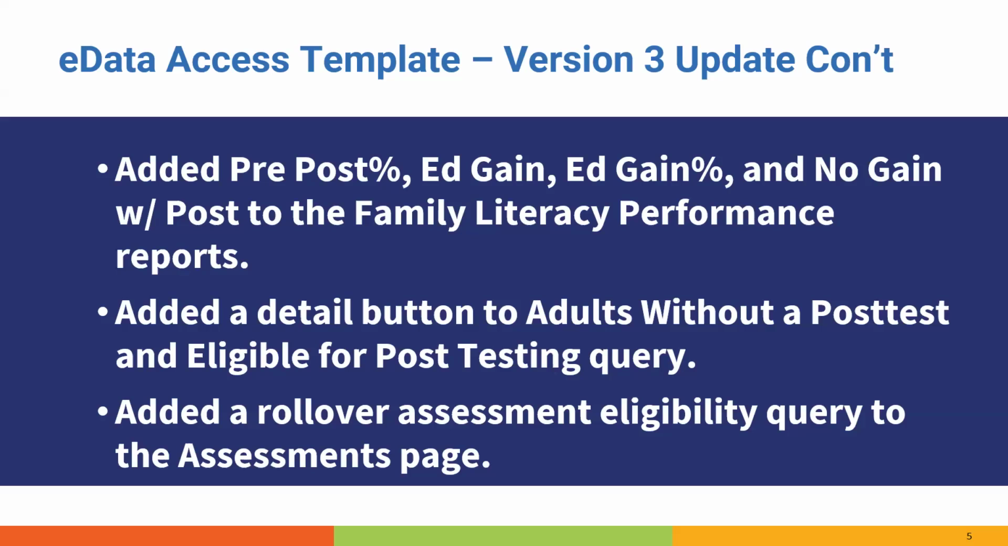Also added a detail button to the adults without a post-test and eligible for post-testing query. So if you look on the assessments page, you'll see a button that says details, but it's colored a little differently than the other details buttons. And that's because when you run that query, it is actually running a form that lets you sort and essentially run a query from within the query that lets you see, if I have a count of 10, who those 10 folks are. That's one that's best shown as a demonstration rather than described. So we'll show you that, get you a sense of how that works.